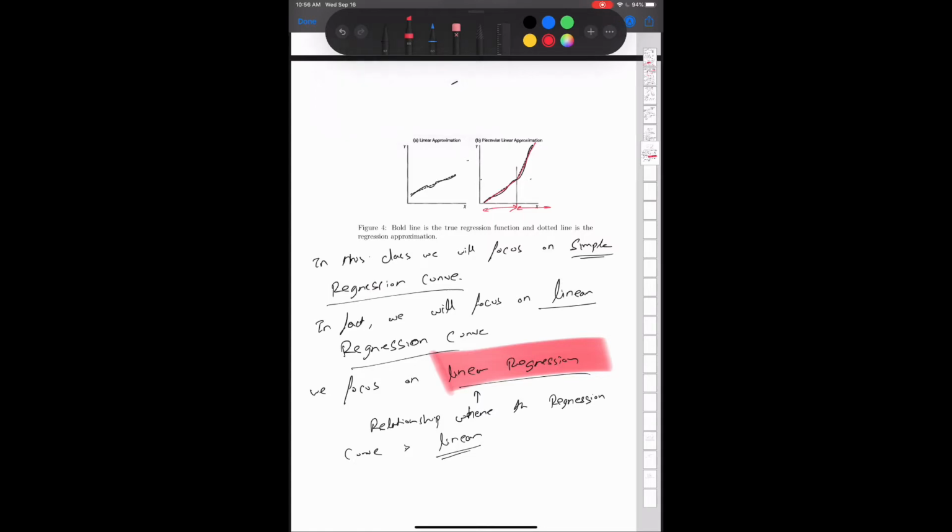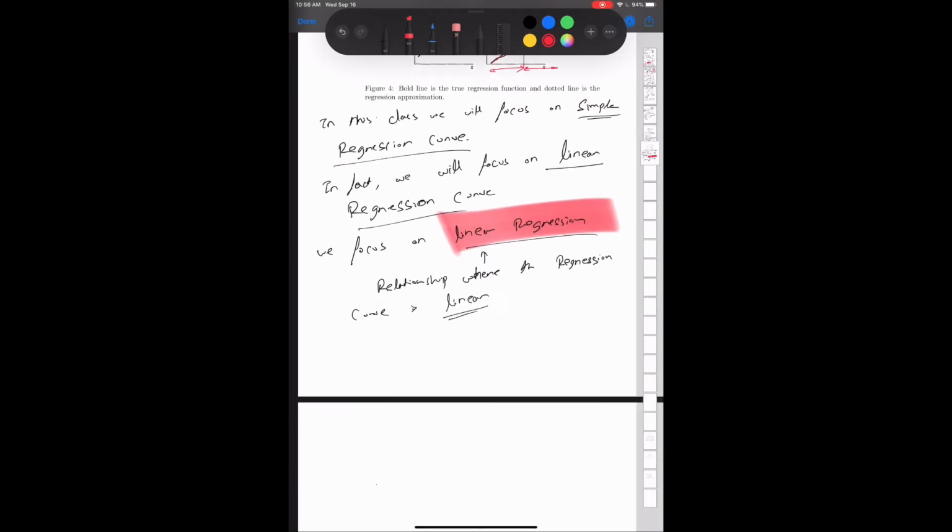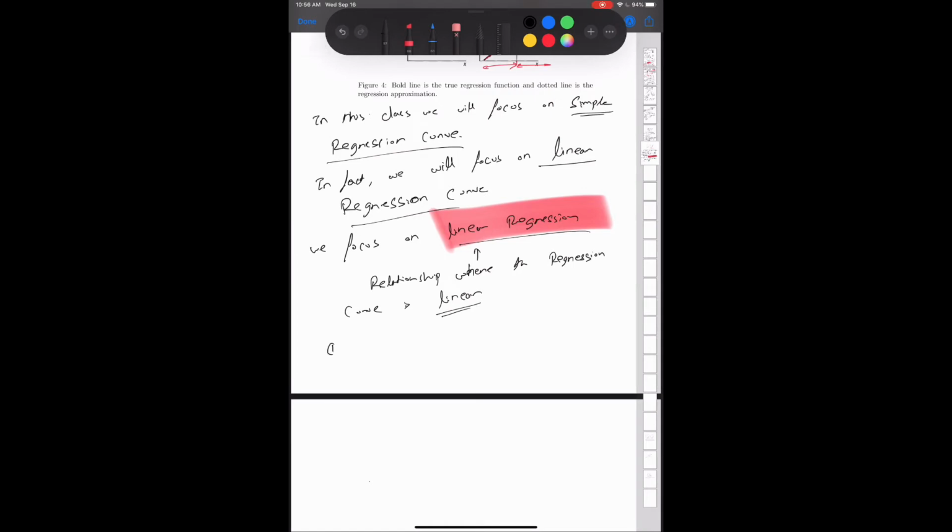And the reason we want to study linear regression is that, one, lines have a simple formula, just need two things, slope and intercept. Two, lines approximate curves well when in a narrow band of data.